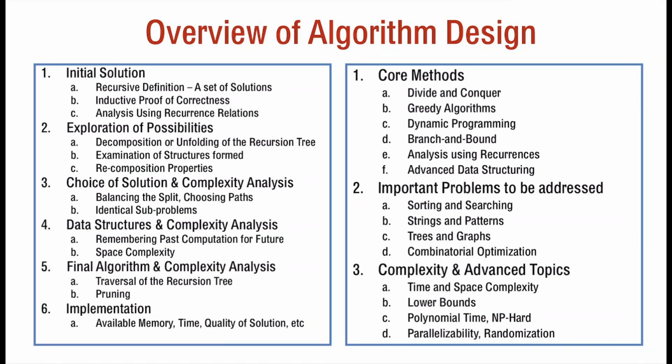So with these 6 steps on the left hand side, we will then come across to solve these core methods which are known as the standard methods of algorithm design: divide and conquer, greedy, dynamic programming, branch and bound, advanced data structures. We will see some important problems: sorting, searching, strings, graphs, combinatorial optimization. And then we will do time and space complexity, lower bounds, and several other aspects.